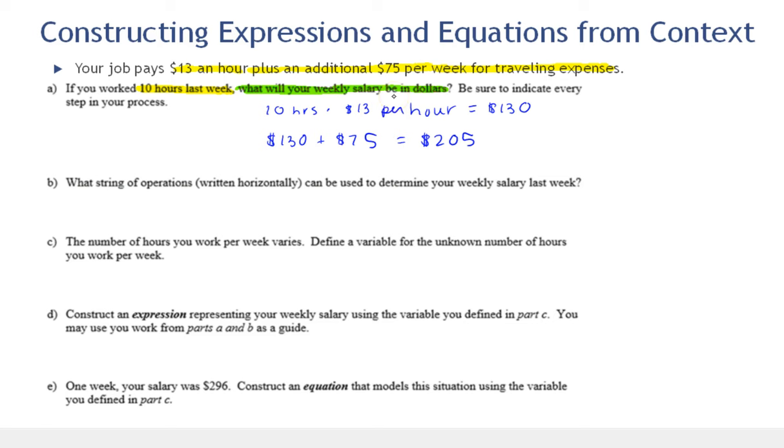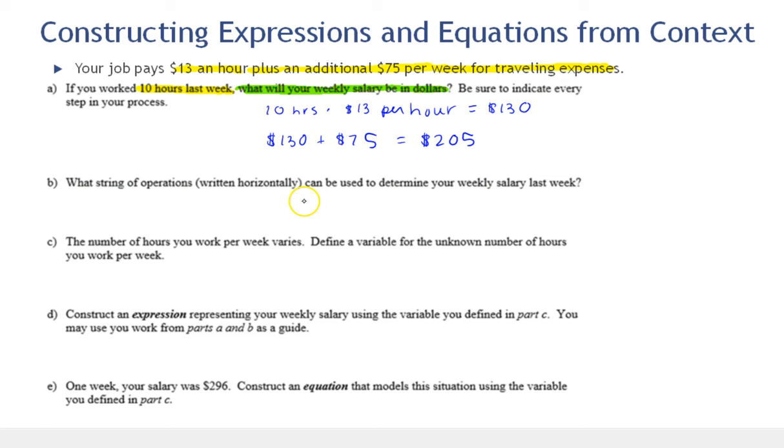Okay. So now notice we did this in two parts, and this may seem like the obvious way to do this, or the most intuitive way. You take the number of hours, dollars per hour, compute that amount, and then add on the $75 per week. But now let's see what string of operations written horizontally can be used to determine your weekly salary last week. Well, notice this is two separate equations. These aren't equivalent expressions. This equation equals $130. This equation equals $205. But this equation is a result of this one. Okay, so we want to put all of these pieces together and do this in one horizontal step.